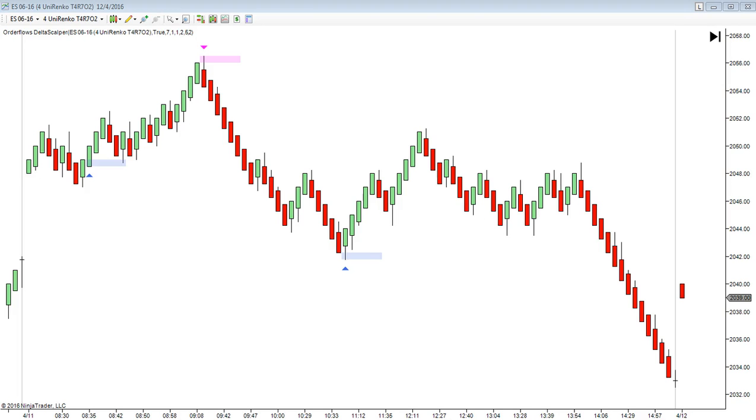So the next charts I'll show you are different types of charts you can run it on. This is a uni-wrinkle chart, so it doesn't have to be order flow. For me personally, I think it works great on order flow charts. This is a uni-wrinkle chart again. Like I said, it's kicking off a buy here, sell here, buy here.